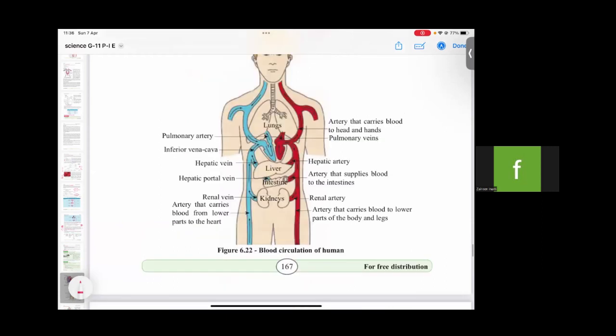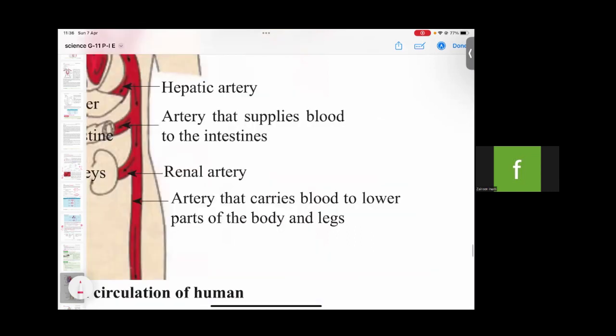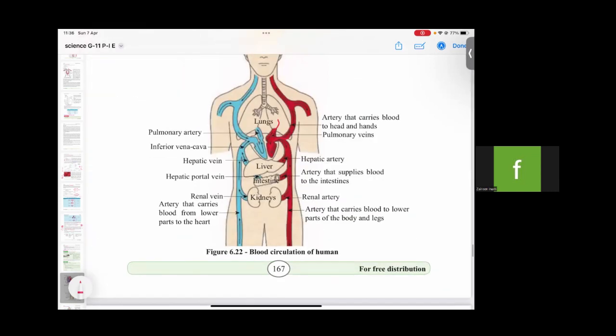So let's start from the lungs. The oxygenated blood will be brought inside the left atrium and left ventricle, and it will be pumped out through the aorta and go into all the structures in our body. And then again, deoxygenated blood will come and go inside the right atrium and then the right ventricle, and then it will go back again to the lungs, get oxygenated, and the cycle continues.